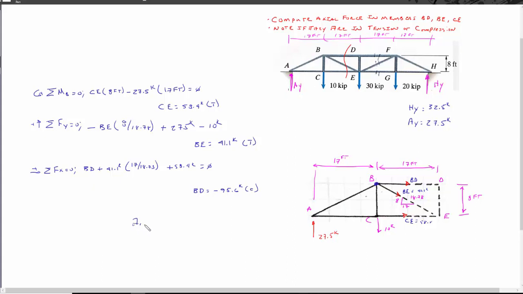So my answers for this problem then are as follows. Each CE and BE are in tension. CE came out to 58.4 kips in tension. BE was 41.1 kips, again in tension. And BD was, let's not put negative, let's just put 95.6 kips, and we're going to call that in compression.